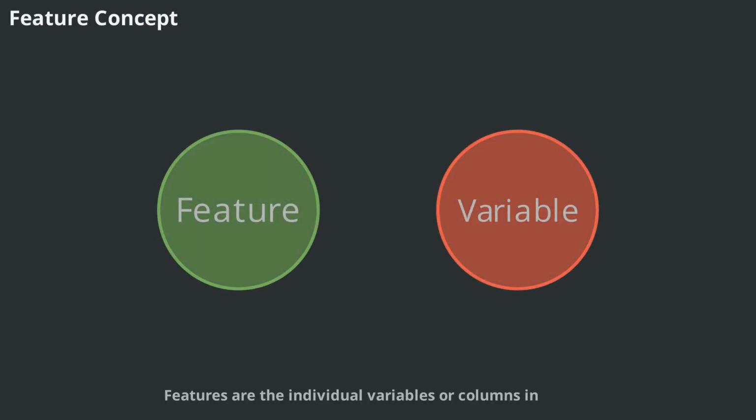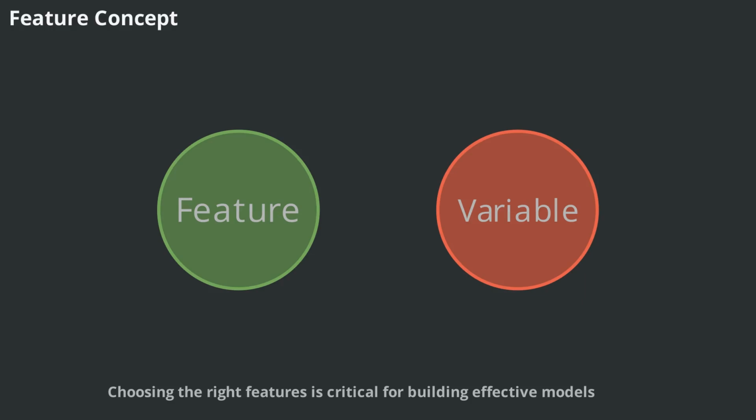Features are the individual variables or columns in your dataset that the model uses to make predictions. Each feature provides a piece of information, and together, they help the model understand the data. Choosing the right features is critical for building effective models.